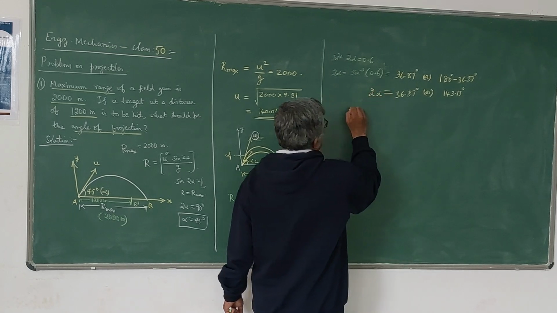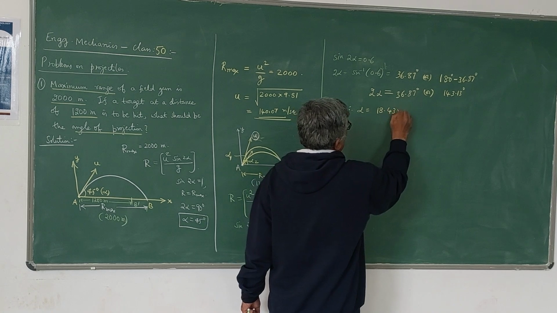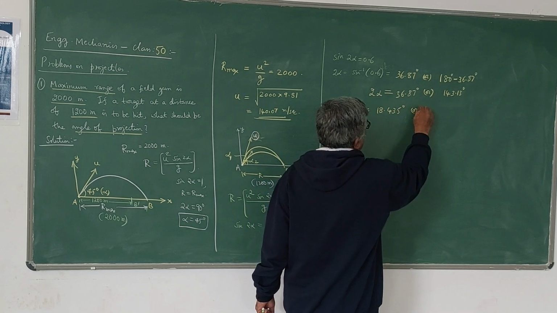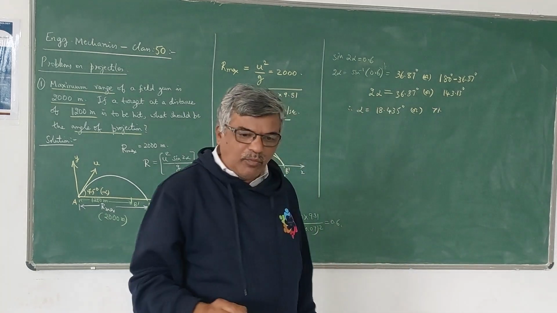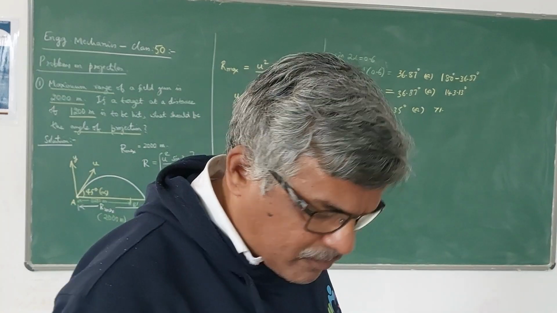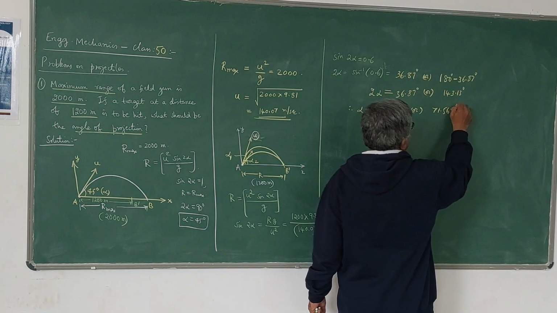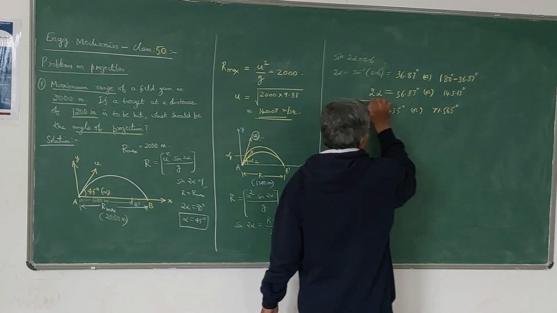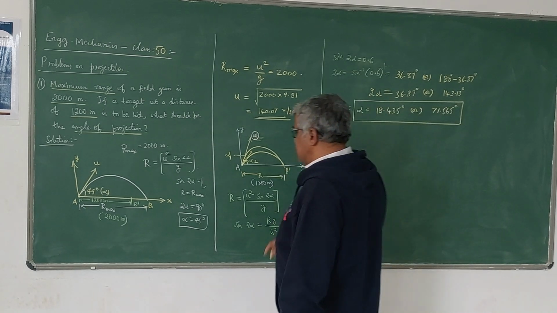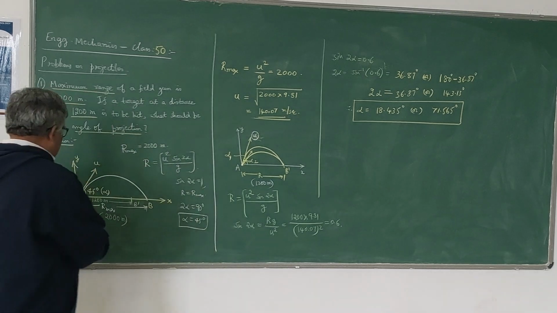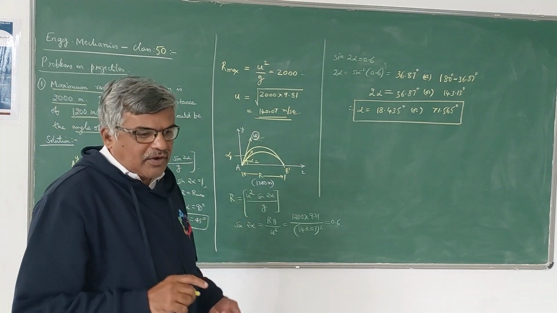Therefore, alpha is equal to half of that, 18.435 degrees, or it can be 71.565 degrees. Okay. So this is the angle with which the bullet has to be shot to hit a target at a distance of 1200 meters from the point of projection. So this is how we have to solve the problem.